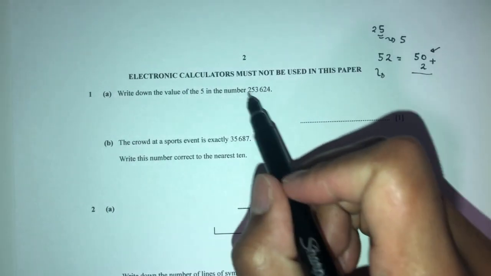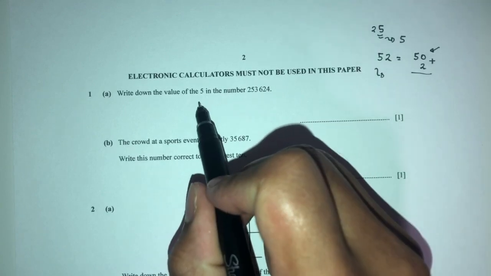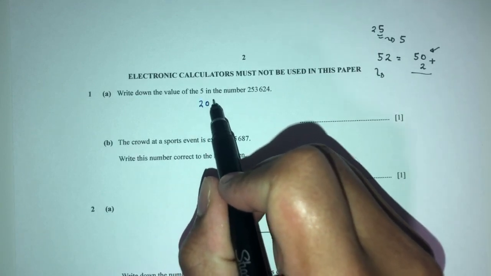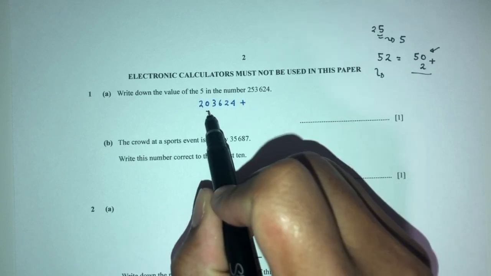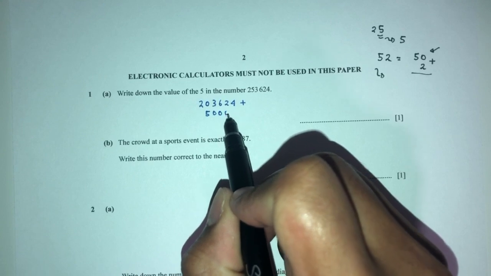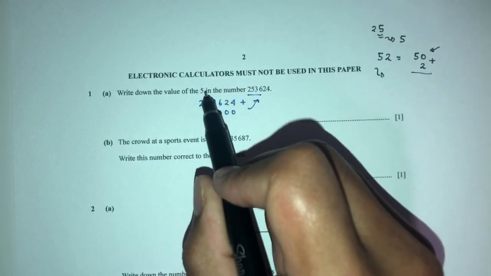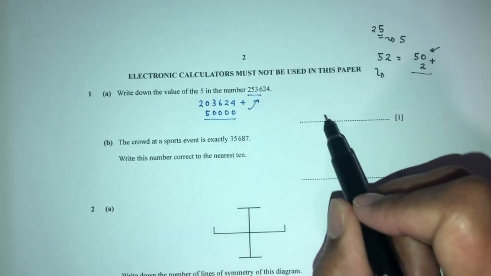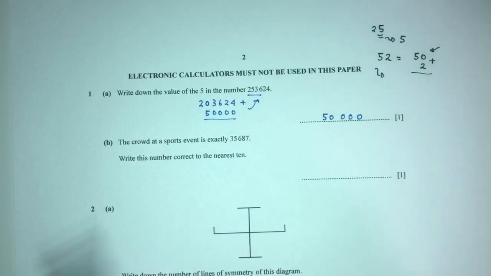So here, let's break this down. So what is this number? You could think of this as 203,624 plus 50,000 in order to get this number. So the value of 5 in this will be 50,000 in this part A of your question. Now the main key here was just to understand what they were asking for and how to look for that number.